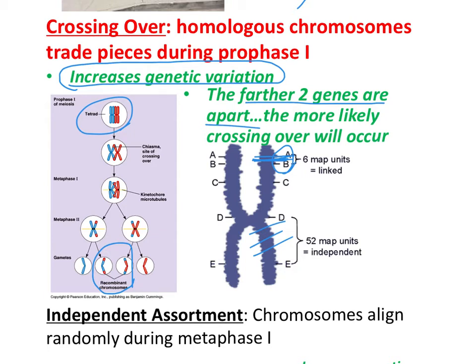So some traits tend to always be inherited together, and the reason for that is just because they are physically so close together on the chromosome that they always seem to travel and get inherited together. So crossing over explains how we can create chromosomes that are different from either of the parent chromosomes.